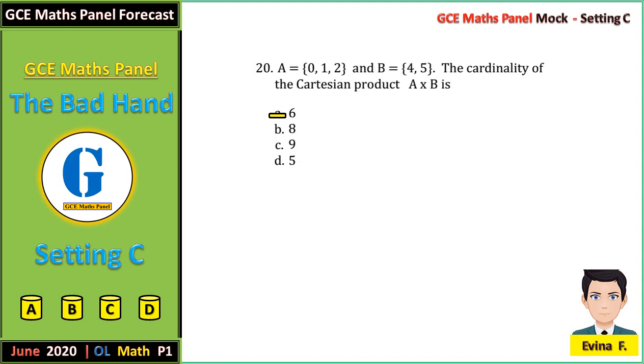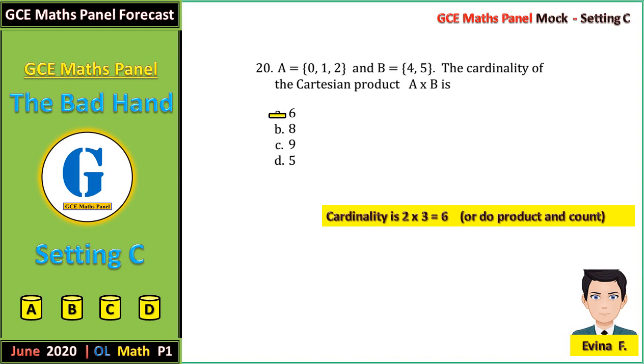Question 20. The set A equals that and the set B equals that. The cardinality of the Cartesian product A cross B is. For the Cartesian product, the first element must come from set A and the next element from set B. And when we do this Cartesian product, we will find out that we have a total of 6 elements. For example, we have 0, 4, 0, 5, 1, 4, 1, 5, 2, 4, 2, 5. This gives us 6 elements.